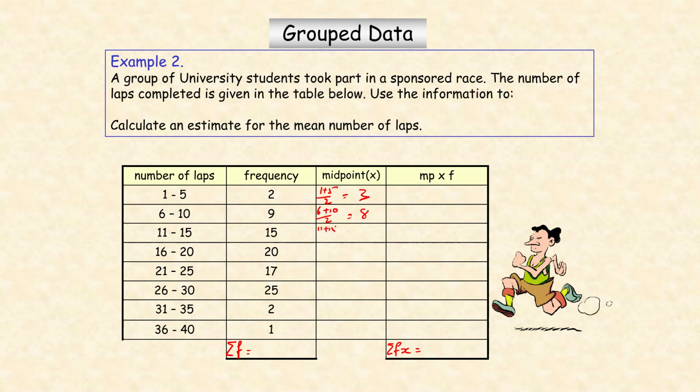11 plus 15 over 2, 26 divided by 2 is 13, and so on then. So 16 plus 20 over 2 gives me 36, divided by 2 is 18, and so on. So hopefully you've completed your table and you've got the following data.